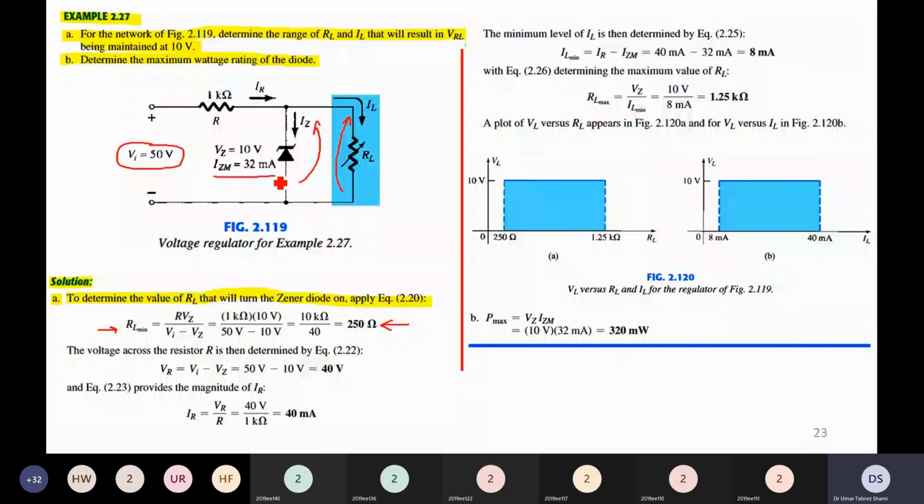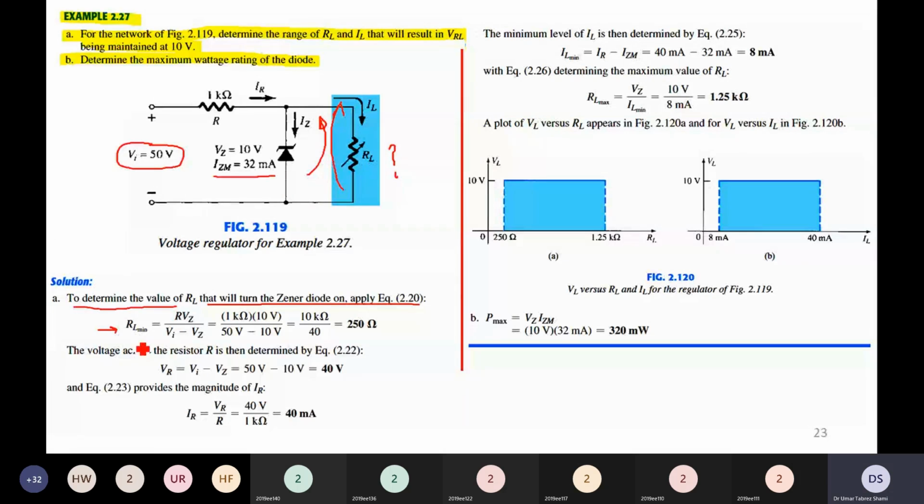Our input voltage is 50 volts, R is equal to 1 kilo ohm, the Zener diode voltage is 10 volts, and the maximum current that can pass through the Zener diode is 32 milliamperes. We have to find the range of RL. So the solution to part A is to determine the value of RL that will turn the Zener diode on. Apply equation 2.20. We will assume that the voltage across the load, or the voltage across the Zener diode, is equal to 10 volts. That is, the Zener diode is turned on.